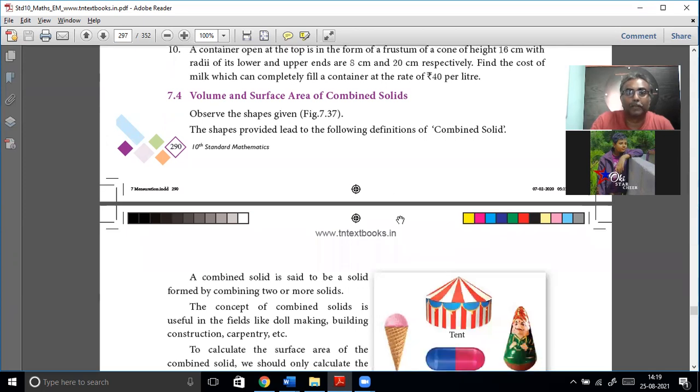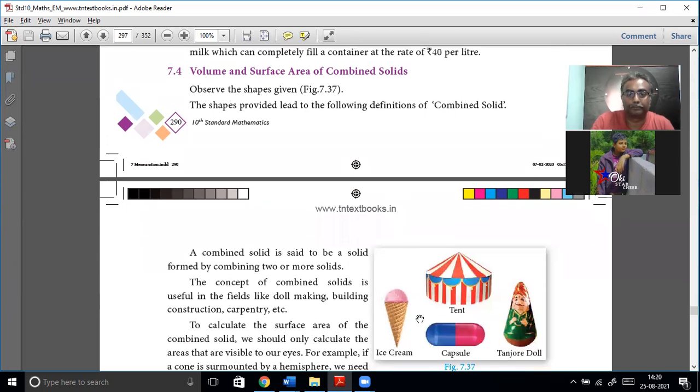Look at figure 7.37. Here is one ice cream. What are the two solids that are there in the ice cream? What are the two things that are mixed in? The cone and the hemisphere. Very good. The cone is here and the hemisphere is here.